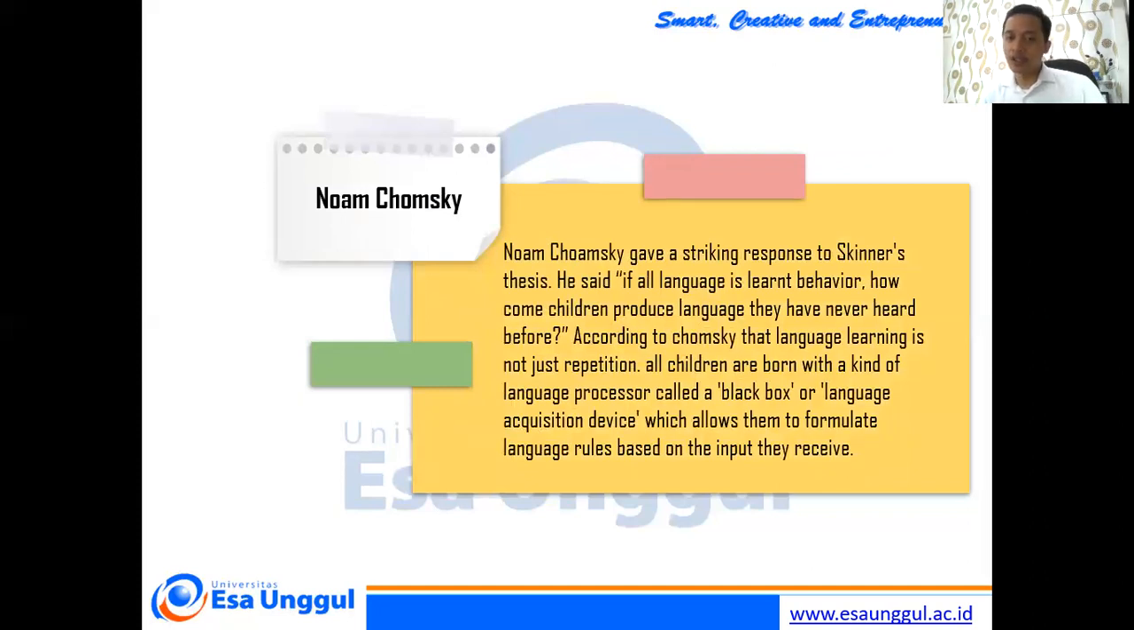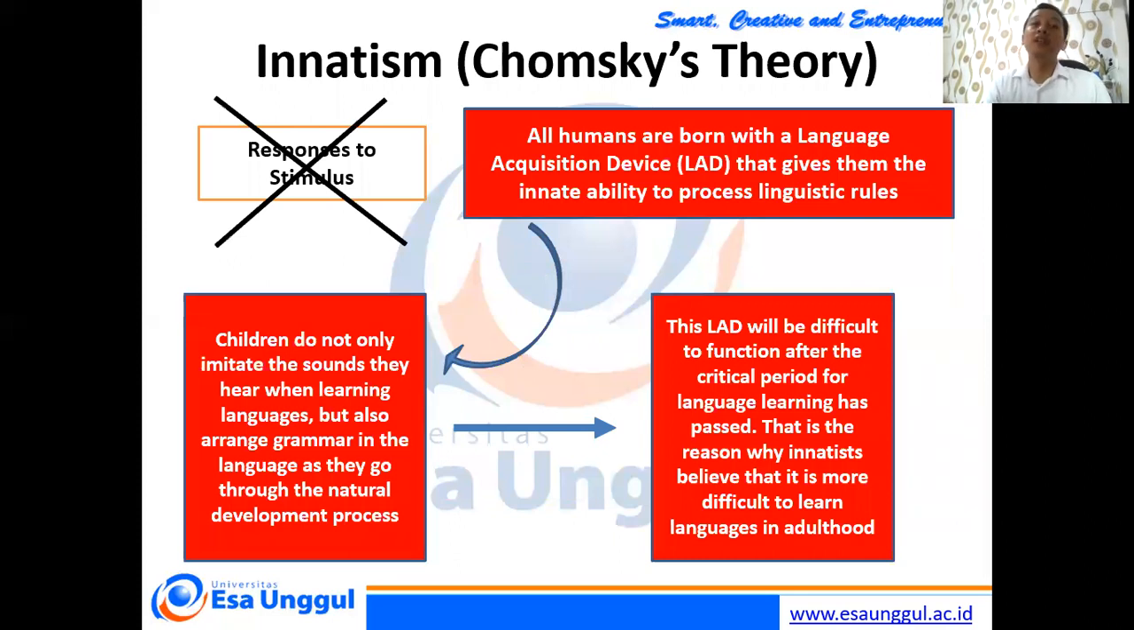So children actually have a language acquisition device. This is based on Chomsky, which is why we have Chomsky's theory, or innatism. According to Chomsky, all humans are born with an LAD, a language acquisition device, which gives them the ability to process linguistic rules. And every child has that.